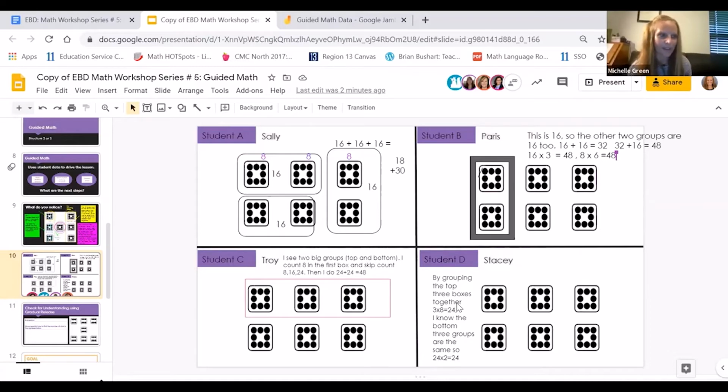Troy, talk to me about yours. What was it like trying a strategy that you saw today in your own work? How did it help you? So I saw that Stacy had less groups than I did, so I wanted to do the biggest groups that I could do. So I saw two big groups, a top and a bottom, and then I noticed that I don't have to count them the way I was counting them. Like at first I could see a three and a two in the middle, but now I know that it's eight. That's one group. So then I do 8, and then I skip count, and now I have the 24, and I know that the top is the same as the bottom, so 24 plus 24.